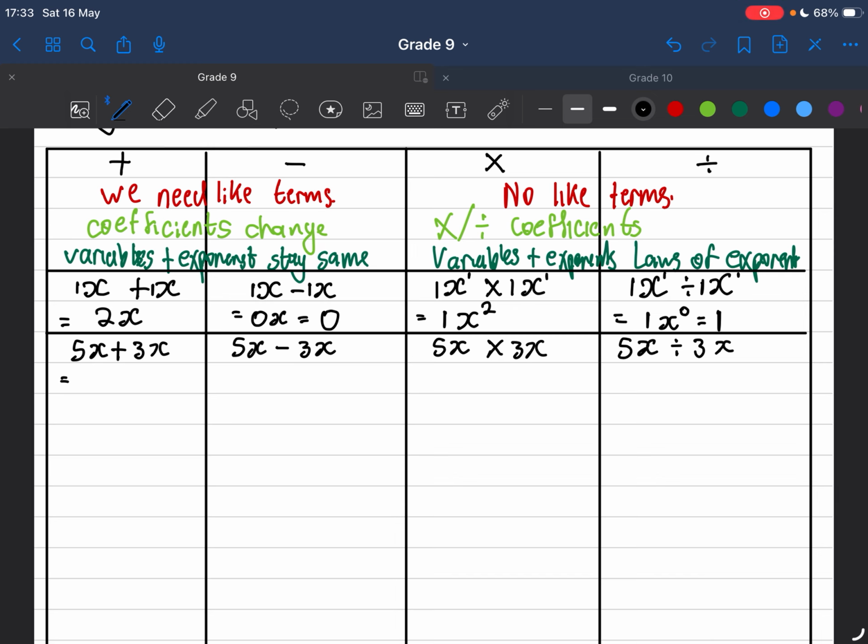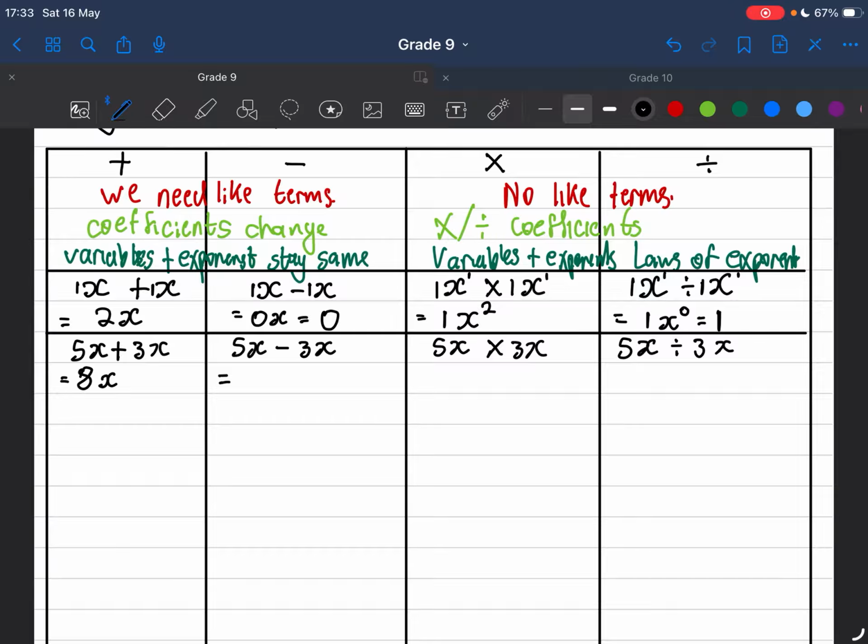Let's try. 5x plus 3x, we need like terms to add. The plus says we are adding, we need like terms. X and x are like, so we can add. The coefficients change. So 5 plus 3 is 8, and you're just left with x. The variable and exponent stays the same.